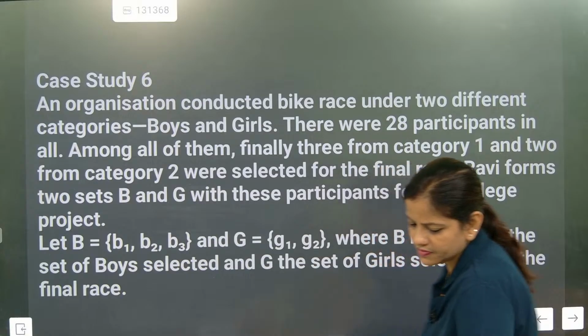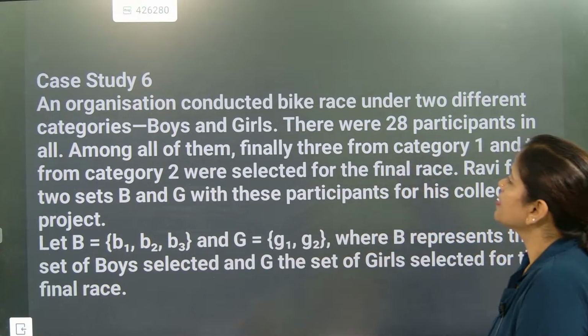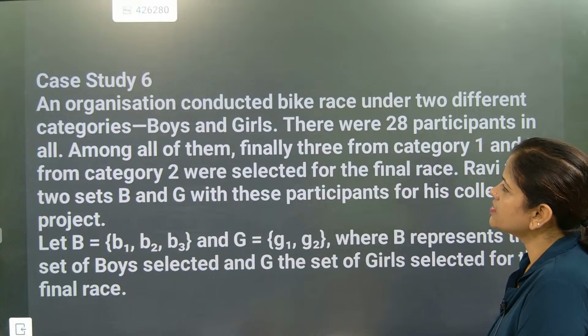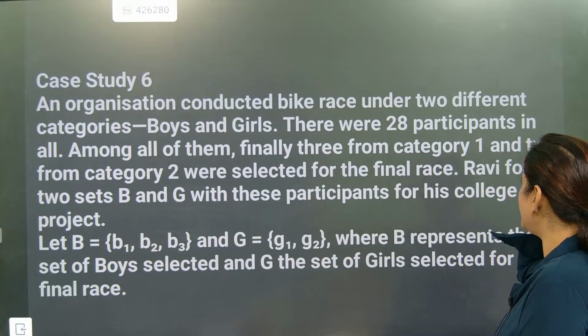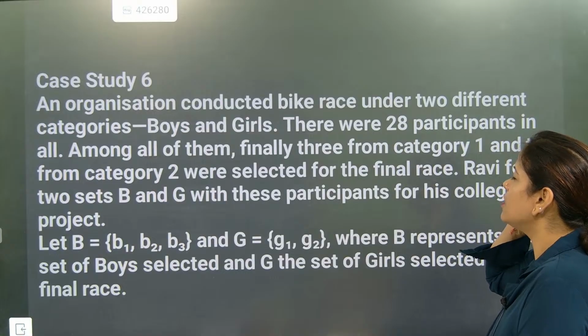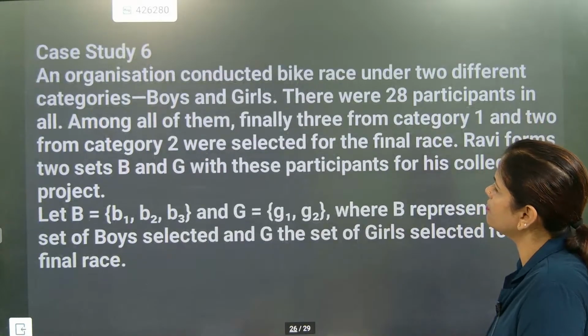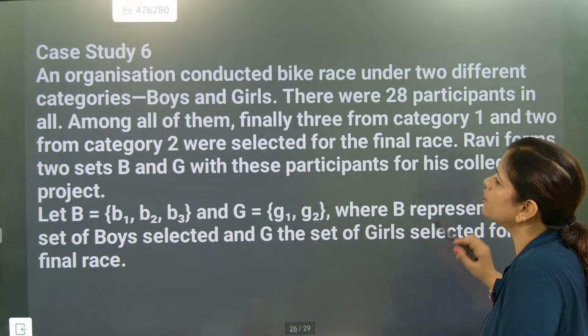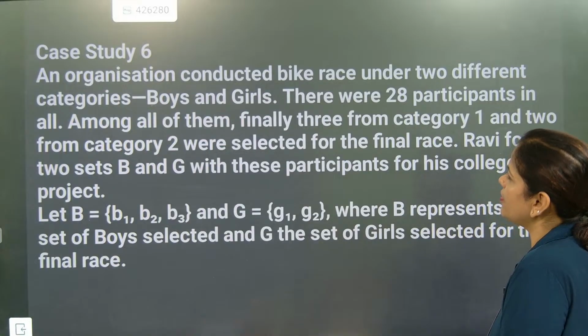Now look here. An organization conducted a bike race under two different categories, boys and girls. There were 28 participants in all. Among all of them, finally three from category 1 and two from category 2 were selected for the final race. In total, how many are there?